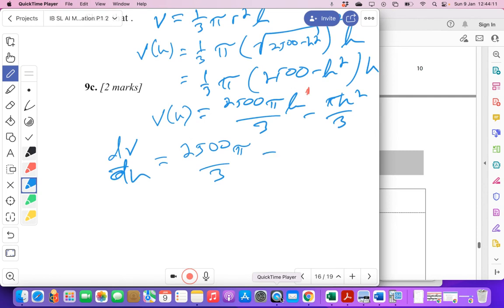The derivative of the second term, take the 2 down front. Ooh, that looks like a 2. And then that's going to be πh divided by 3. So there is dV/dh right there.